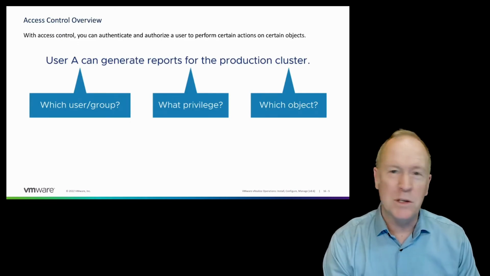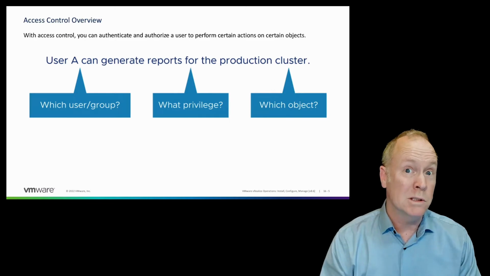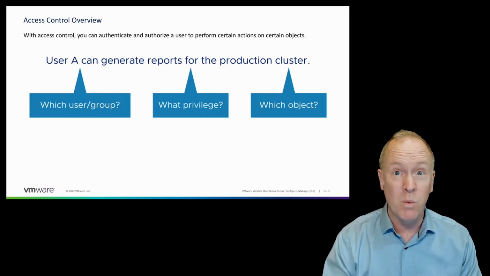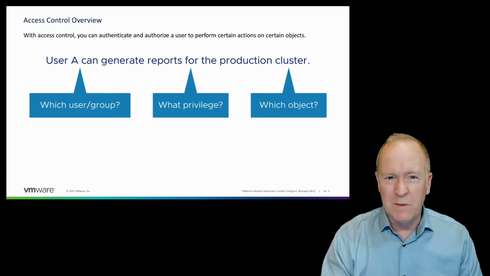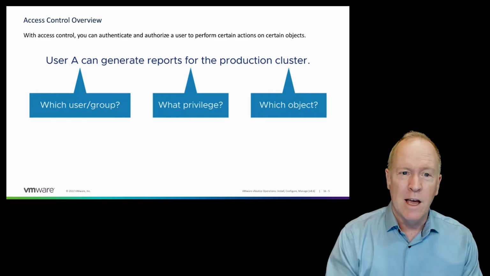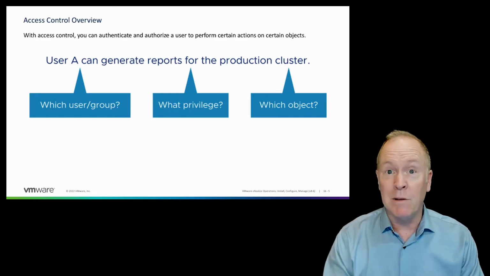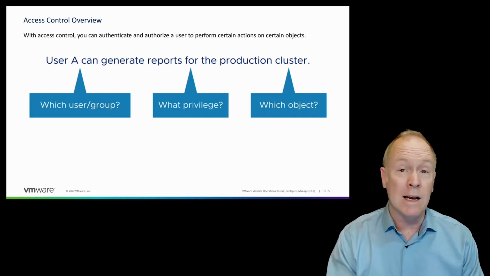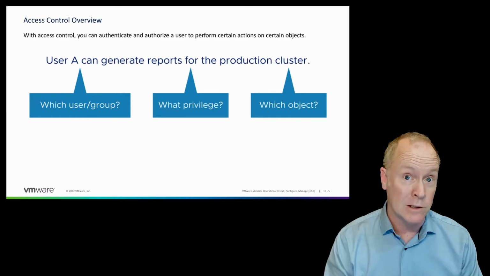When setting up security in vRealize operations, we will in effect be creating rules to describe who can do what and what objects they can have access to. So to put that in just sort of informal terms, we're going to be creating rules that in effect say things like a particular user, let's call him user Alfred, he's going to be allowed to generate reports, and he's going to be able to do that for objects in the production cluster.